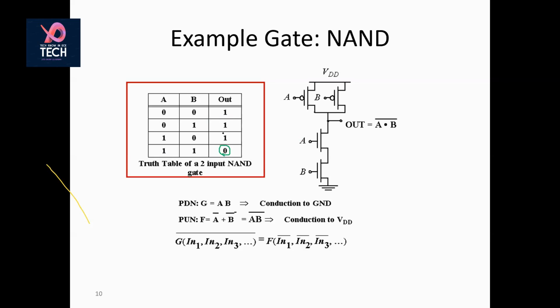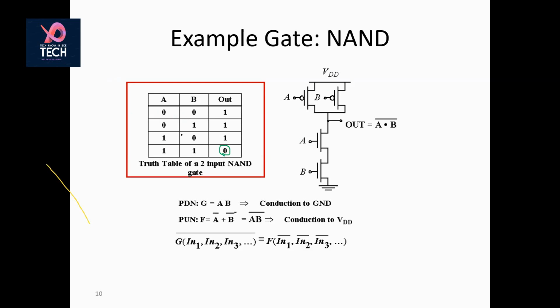So the first thing we are going to do is pull up network. Pull up network. Here you can do it in two different styles. The first style is directly from the truth table. So from here, what idea are you getting for a full case of your pull up network?